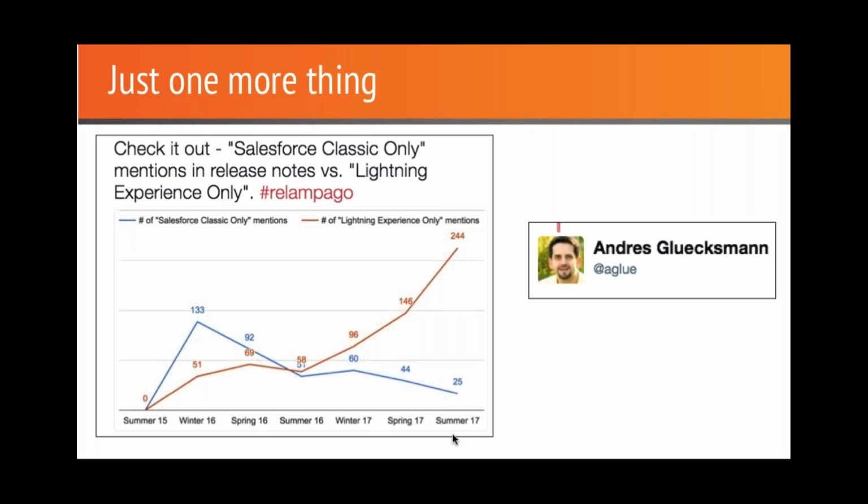So this is a tweet from Andres Glucksmann, who's quite active in the Salesforce community, and he's looked at the release notes and figured out the mentions of features that are for Salesforce Classic only versus Lightning experience only. And you can see in Winter 16, it was very much skewed. They were still building out Salesforce Classic quite a bit, and Lightning was sort of just about getting there. But really, since Summer 16, most of the focus has been going more and more onto the Lightning experience rather than Classic. And in Summer 17, there's 25 features which are specific to Classic, and 244 which are Lightning experience only.